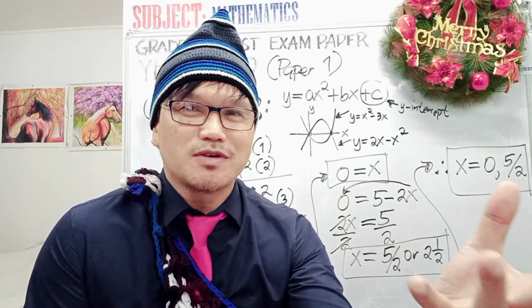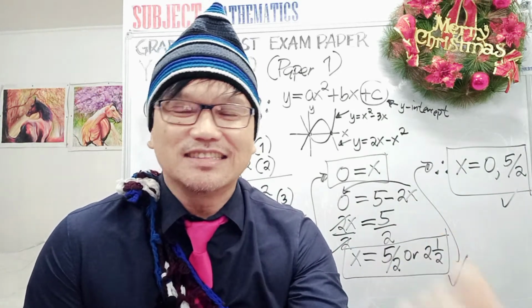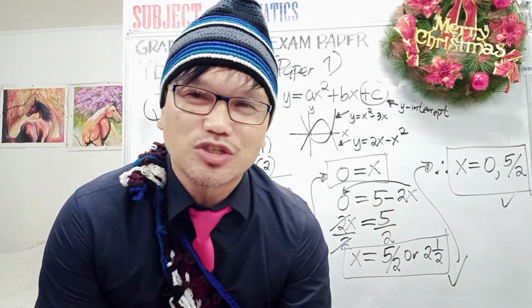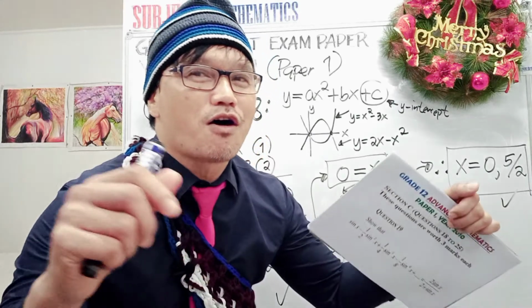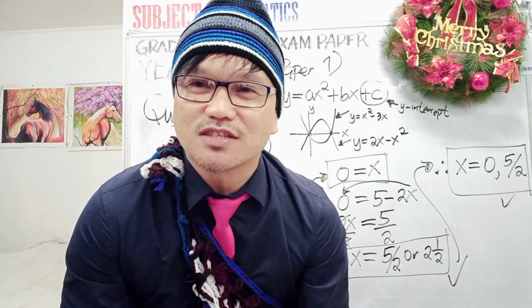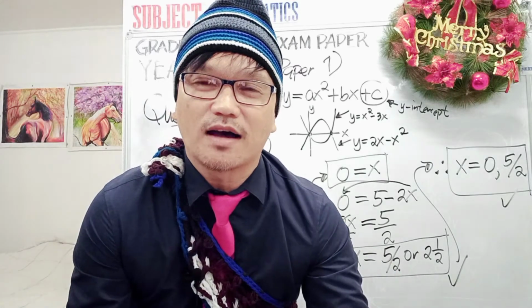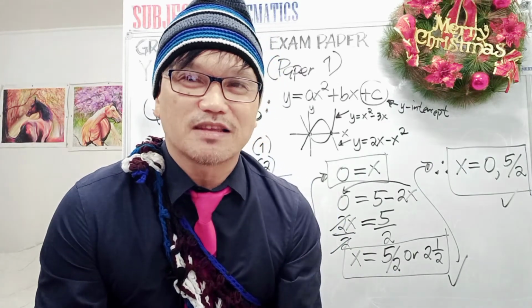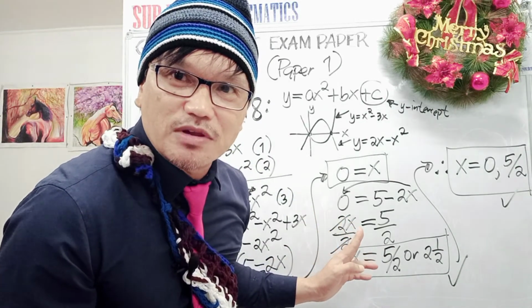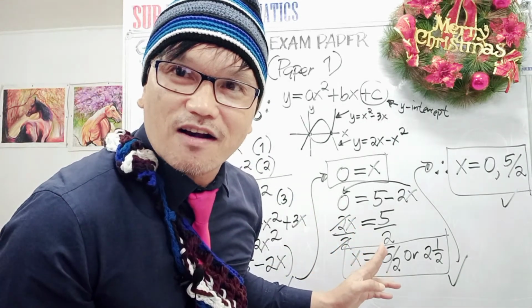Okay, now anyway, let's continue, and this is question number 19 of our past exam papers, section C or part C of paper 1, grade 12 advanced mathematics students. But then, I'll give you 5 seconds to have a look at the question. All right, go.